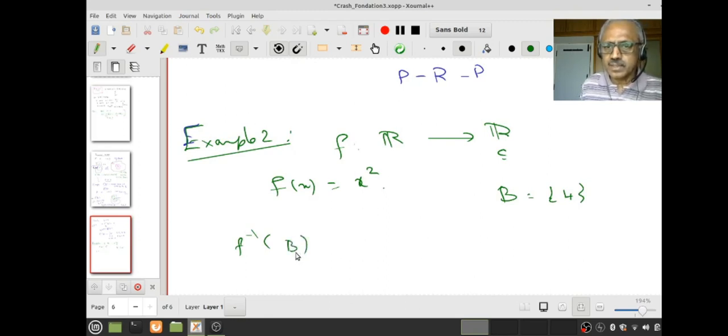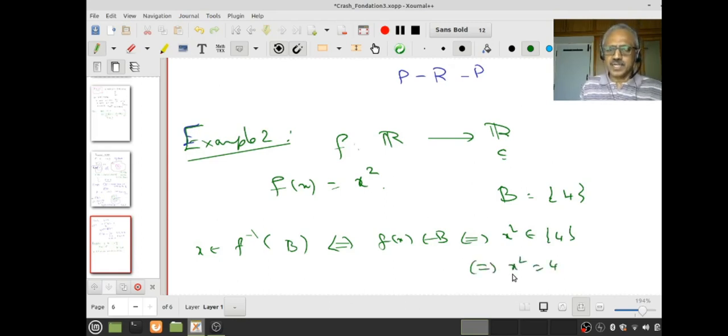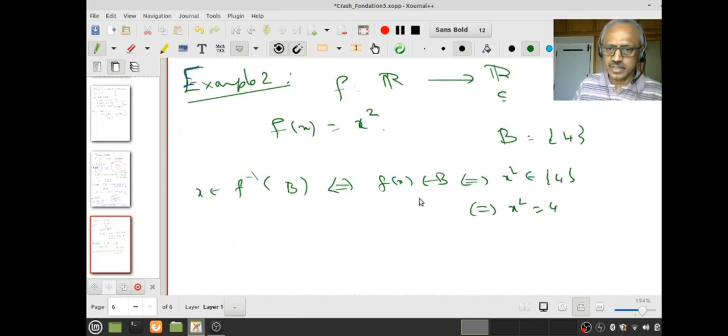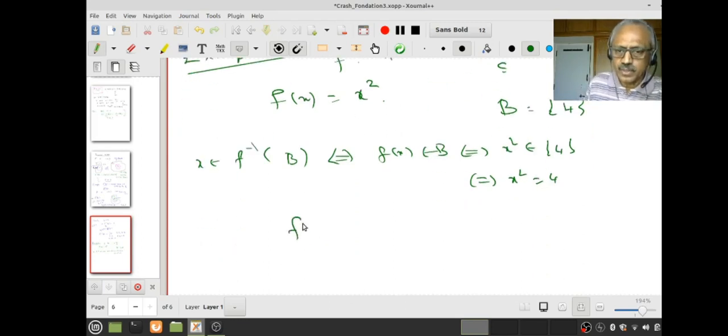What is the question I have to ask? Start with a real number x in the domain. When does x belong to this? x belongs to f inverse B if and only if f of x belongs to B. But what is f of x? That is x squared. That belongs to B, that is, it belongs to 4. That is if and only if x squared equal to 4. So what are the real numbers such that x squared equal to 4? They are plus or minus 2. Therefore, f inverse of singleton 4 is plus or minus 2. Do you follow that?